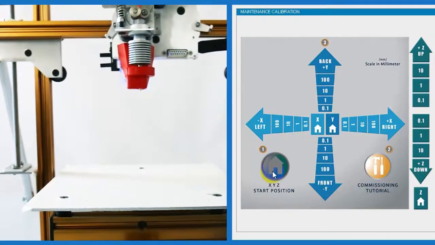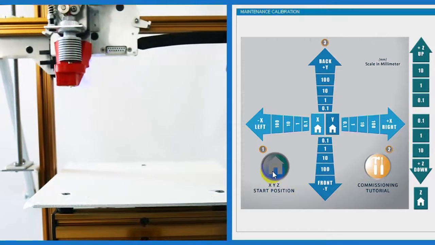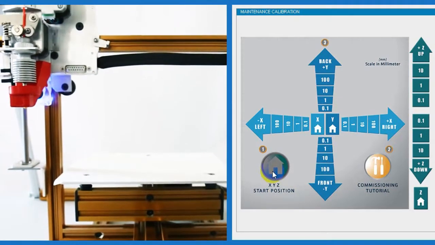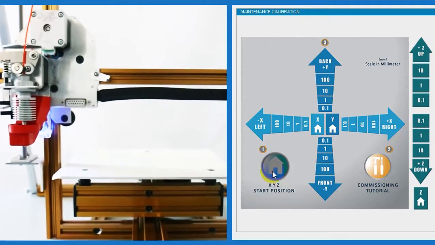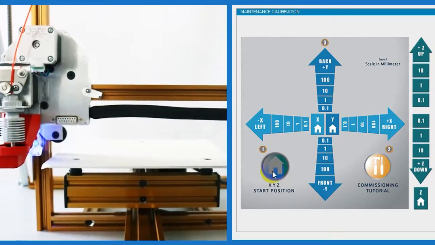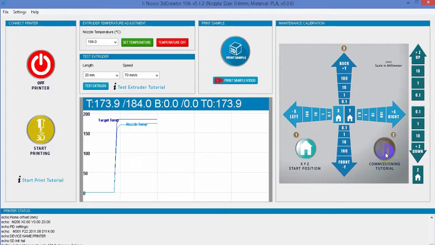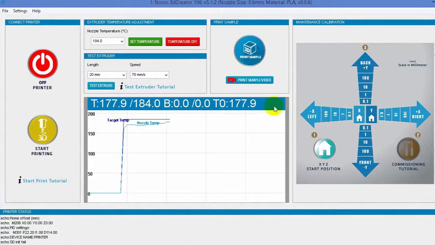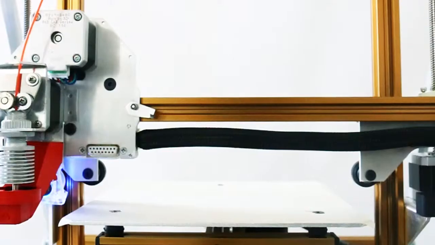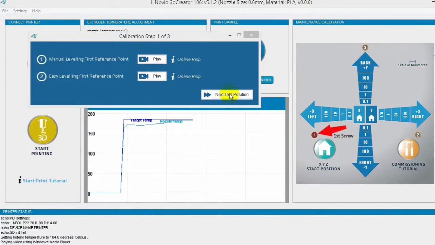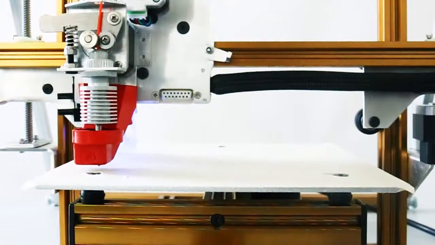The XYZ start position button moves all of the corresponding directions all at once. It moves the nozzle back to its X, Y, and Z axis home position. And there's the commissioning tutorial button. This has a pop-up window where you can watch the detailed tutorial videos for leveling the print plate and automatically moves the nozzle to all the reference points for leveling.